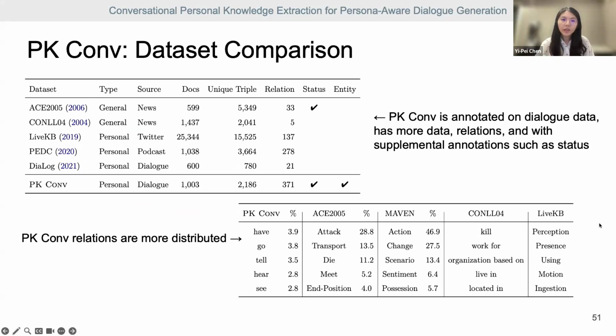Okay, so these are some comparisons with previous datasets. We show that our annotations are on the actual dialogue, and we have more data, more relations, and supplemental annotations. And we show that our personal knowledge relations are more distributed than in previous knowledge extraction datasets.